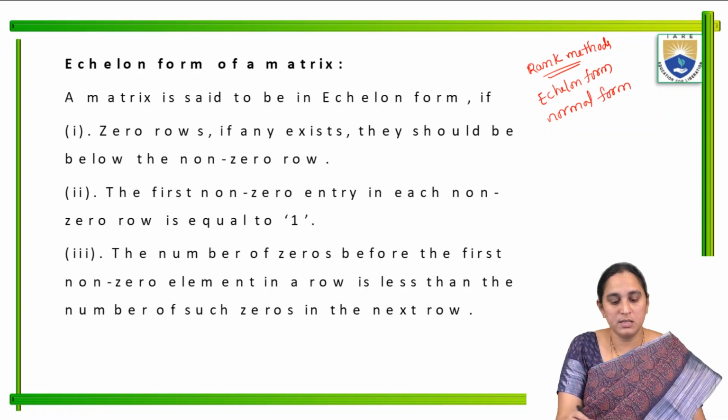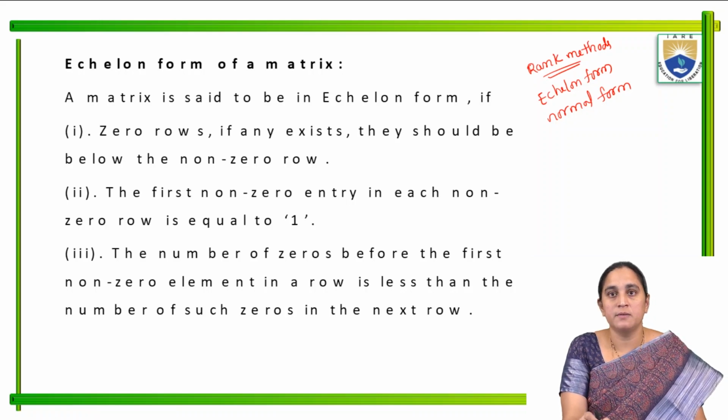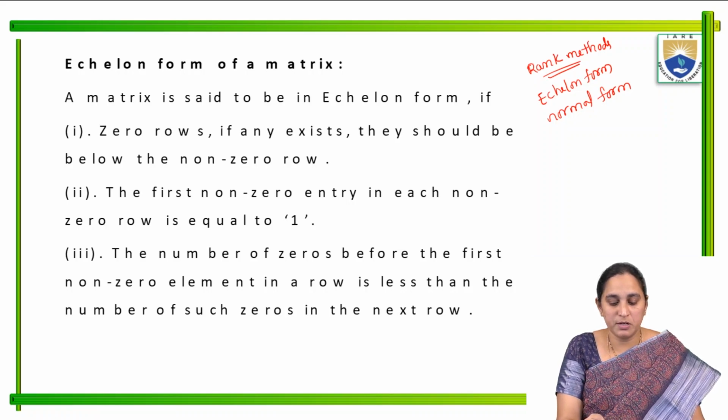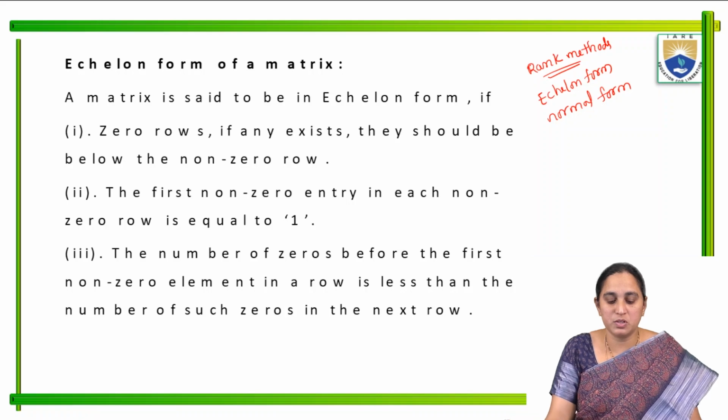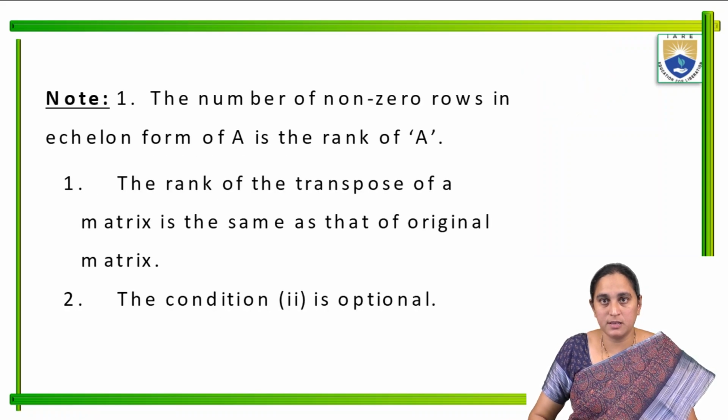Okay, we will discuss clearly. A matrix is said to be in echelon form if zero rows, if any exist, should be below the non-zero rows. And the first non-zero entry in each row is equal to 1. And the number of such zeros before the first non-zero element in a row is less than the number of such zeros in the next row. I'll explain with one example.